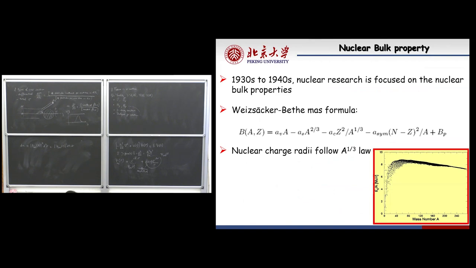By the way, there are so many people who study the equation of state and also the neutron star. From this liquid drop model, can you see something about the neutron star? Or can we apply this liquid drop model to the neutron star? How can we do that?